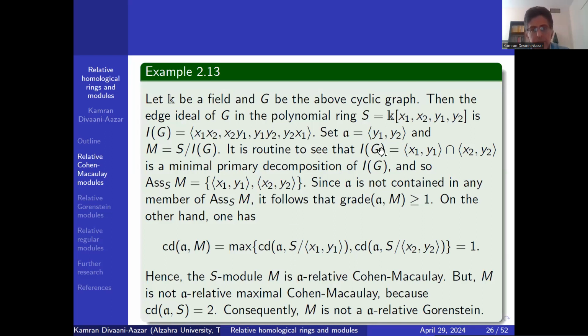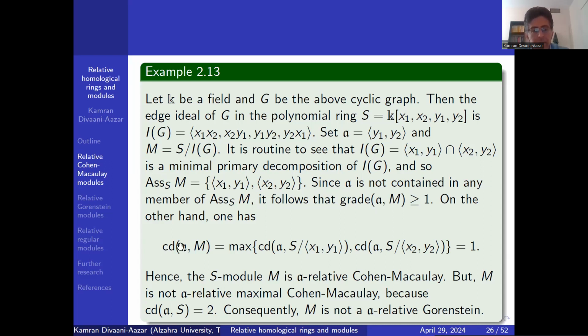It is routine to see that I_G is equal to the intersection of these two prime ideals. So this is a minimal prime decomposition of I_G. And because of that, the set of associated primes of M consists of these two prime ideals. Since A is not contained in any of these two prime ideals, we have that the grade of M with respect to A is at least 1.